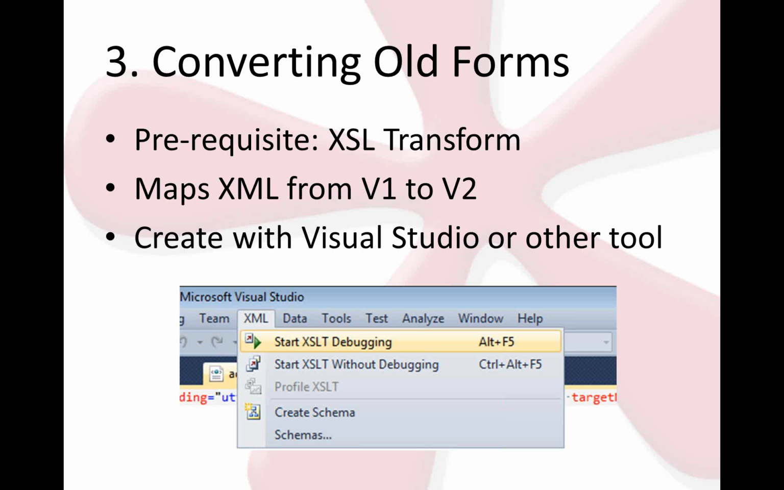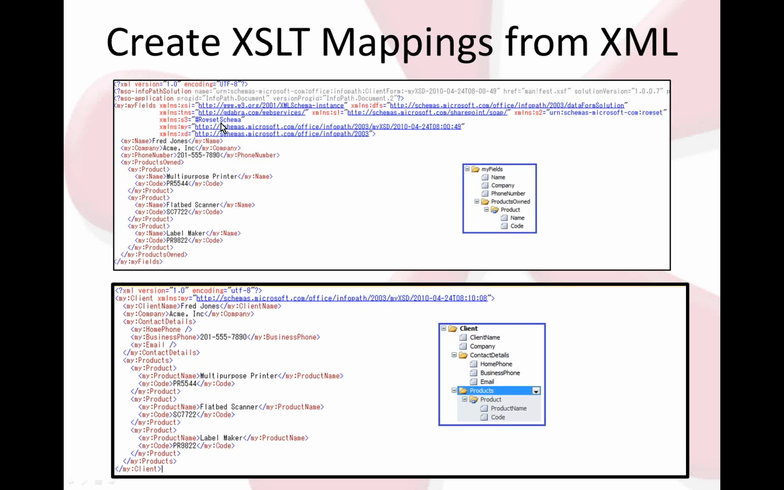And what we're trying to do here is map, for example, from this old version on top, and this is the XML. I'm just showing you the InfoPath form in Notepad here for an old form, Fred Jones and Acme. And you can see I've overlaid the data source here in my fields, name, company, and so forth. We're mapping this old format to the new format. And you can see here, this is a different schema, a different data source. So if you have such a huge change, you need to provide an XSLT mapping.